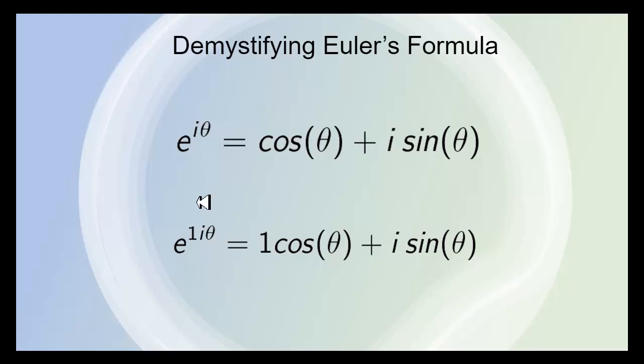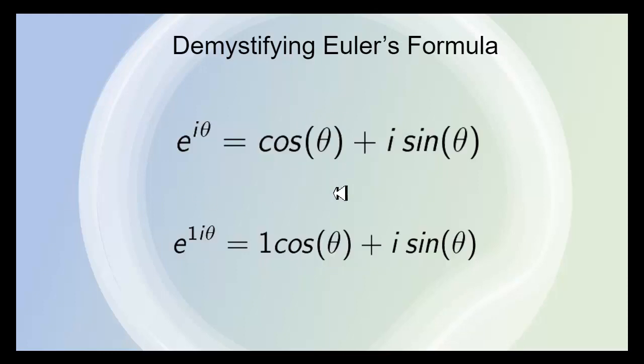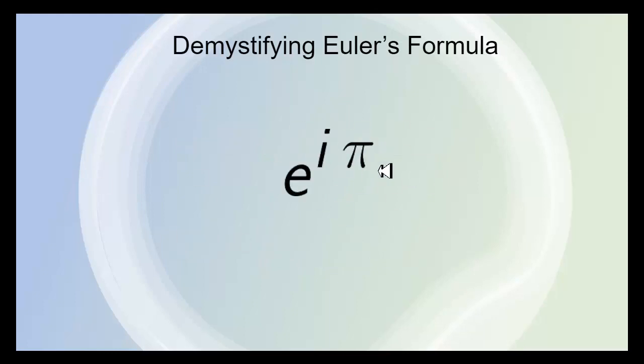So now what we're going to do is a couple of examples. We're going to plug in a value for theta. Okay, so the first one we're going to do is we're going to plug in pi. We're going to plug in pi for theta. And now we're going to write this equation, or this formula, e to the i times pi. Keep in mind that this is just one case. This is just one example of how to use this formula.